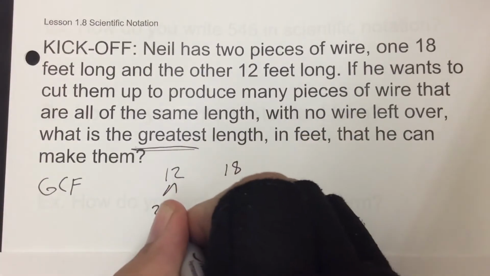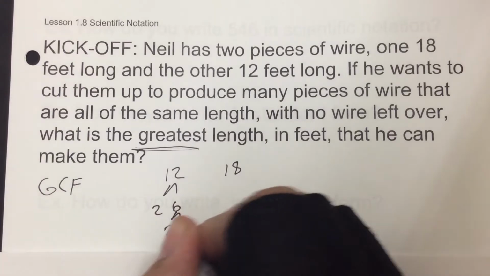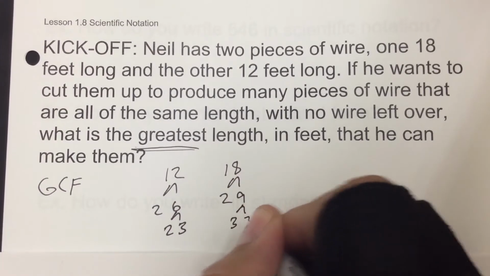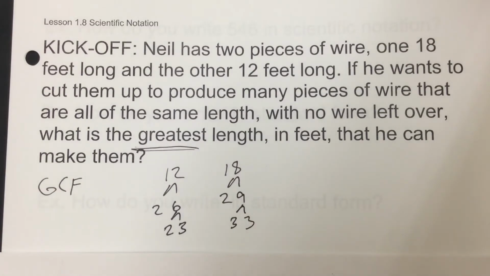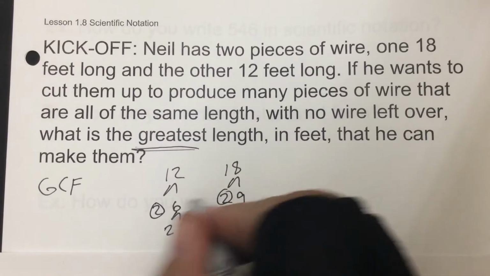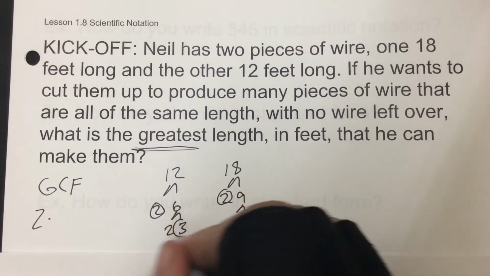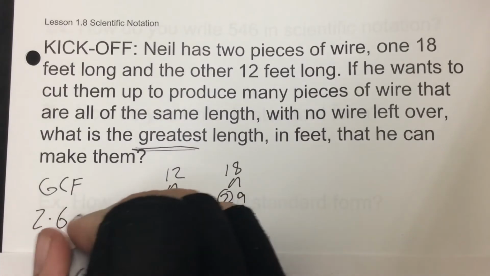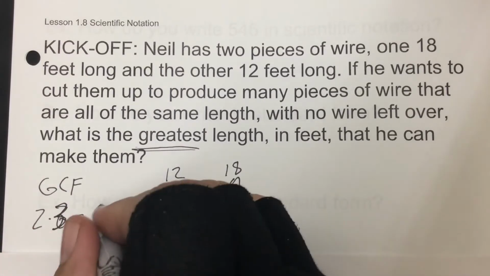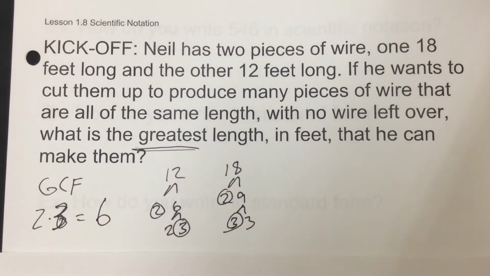12 would go to 2 and 6. 6 would go to 2 and 3. 18 would go to 2 and 9, which goes to 3 and 3. So, greatest common factor, we're looking for what do they have in common? Well, we have a set of 2's, and we have a set of 3's. So 2 times 3 would be 6, and that's our greatest common factor, and that's in feet.